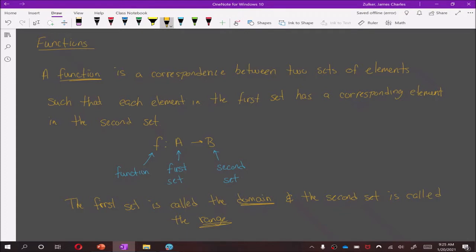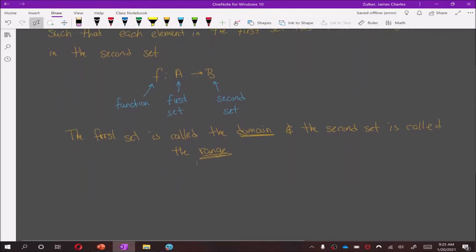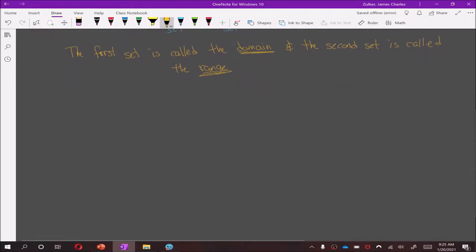Now there are two ways in which we can visualize a function. First is to visualize it as a machine, and the second is to visualize it as a mapping.